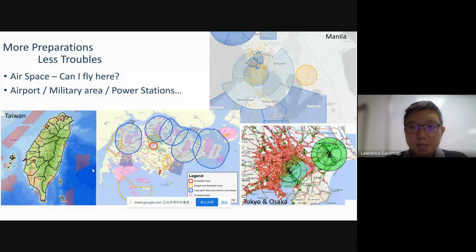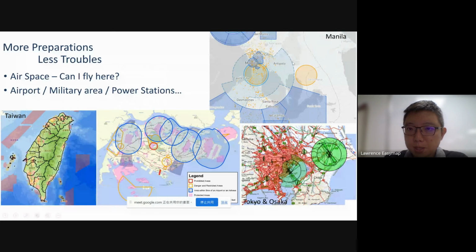I can give some examples in Asia, Southeast Asia, and, let's say, in Japan. On the left-hand side, this is the map of Taiwan. You can see different colors. The red one means a no-fly zone, where no UAV can take off and fly without permission. The yellow zones mean you can fly under some restrictions, some limitations. Let's say 60 meters above the ground, you cannot fly higher than 60 meters.